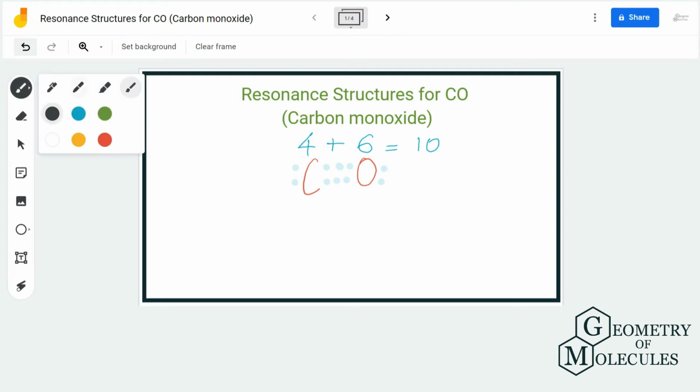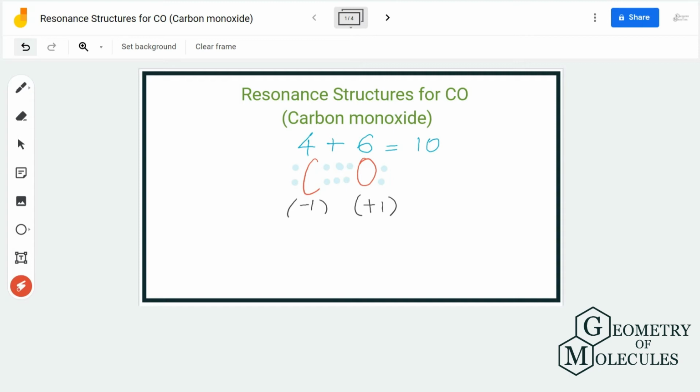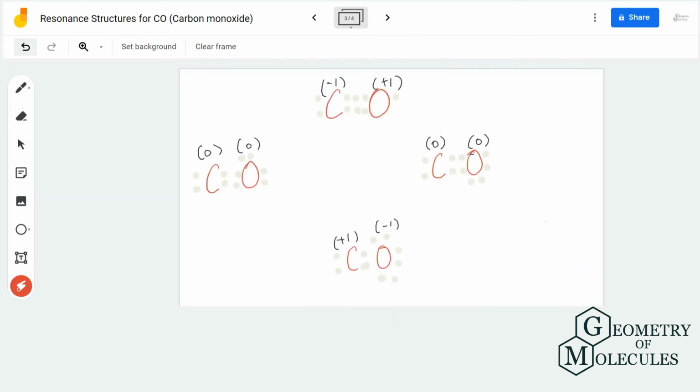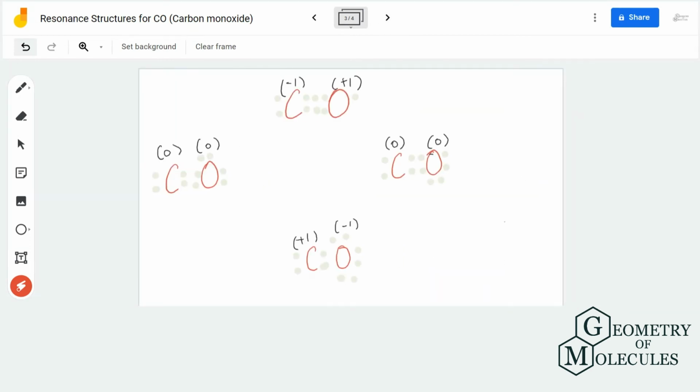But if you look at the formal charges of carbon and oxygen, carbon has a formal charge of -1 in this compound, and oxygen has a formal charge of +1. Now generally this is not correct, because oxygen is more electronegative than the carbon atom, so it should technically have the -1 charge.